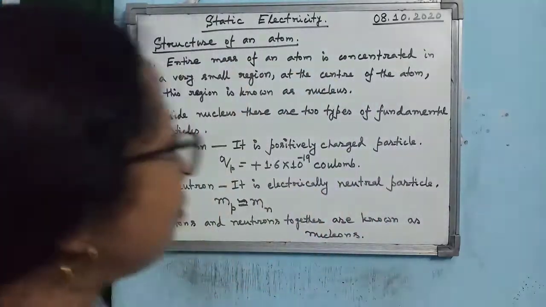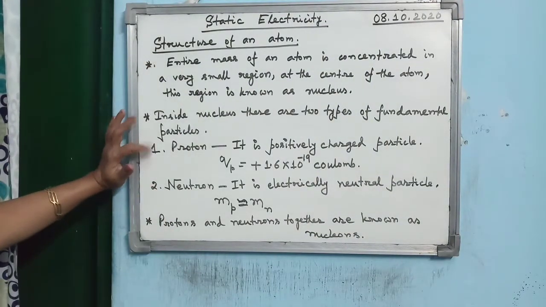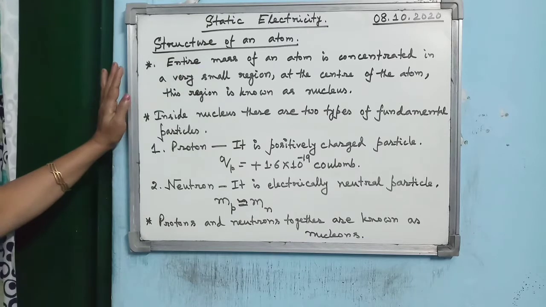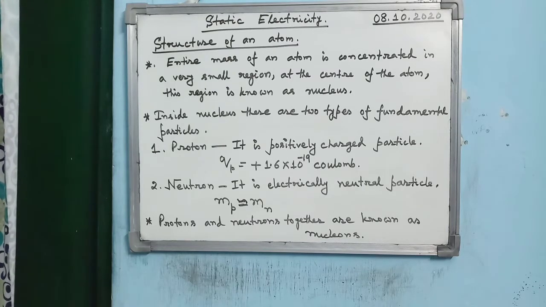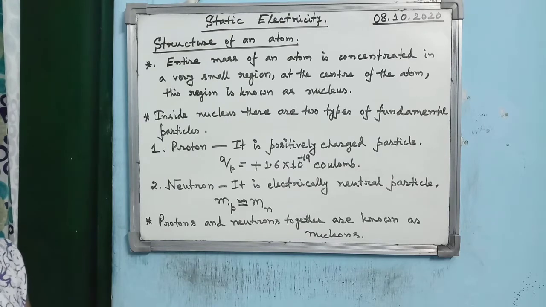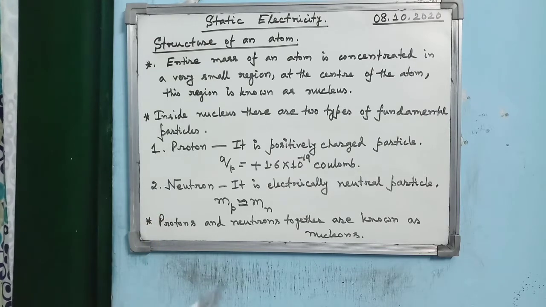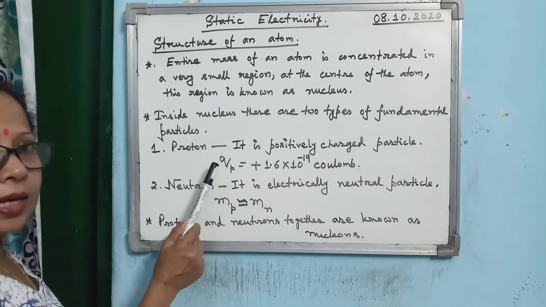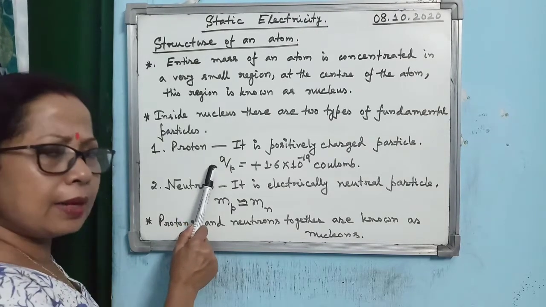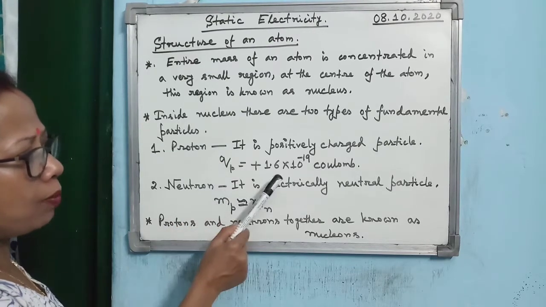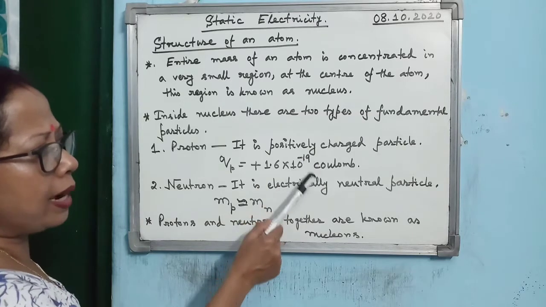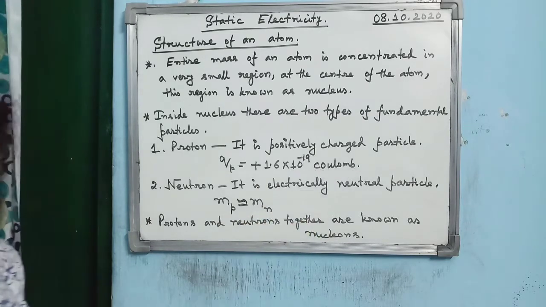Nucleons. So whatever I said, I have noted down here point-wise: the entire mass of an atom is concentrated in a very small region at the center of the atom. This region is known as the nucleus. Second point, inside the nucleus there are two types of fundamental particles. The first type is the proton. It is a positively charged particle. Here you see I have written Qp. Q is used to represent the charge of a particle, and p stands for proton. So Qp means the charge of a proton. How much? Plus 1.6 times 10 to the power minus 19 coulomb, because you know the SI unit of charge is coulomb.